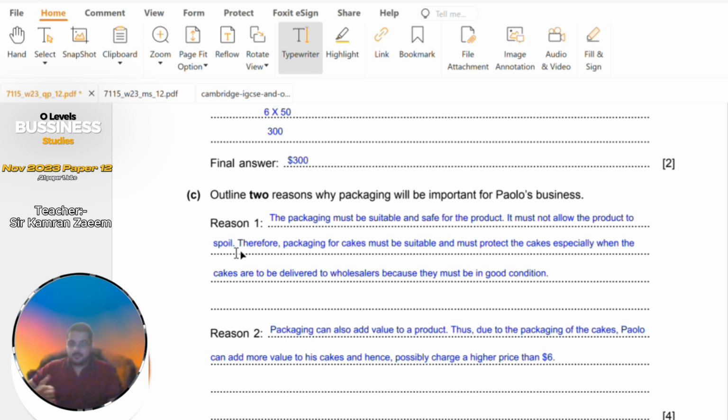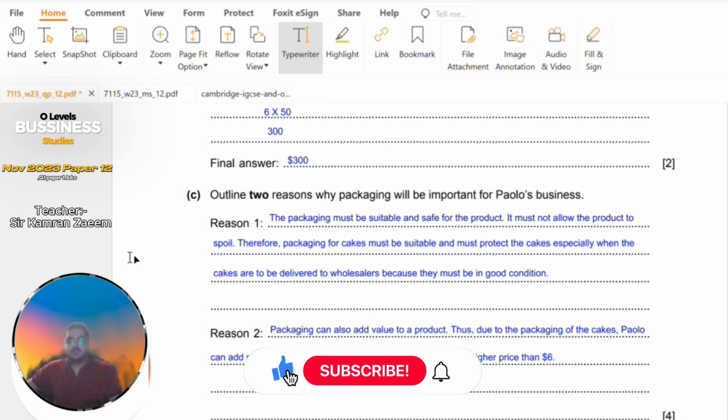And so why is the packaging important, right? And it says for Paolo's business, this means that there are likely to be some marks for application. This means that you may have to show some application, you may have to apply the reasons that you give to Paolo's business. Okay, how will these reasons be important to Paolo's business, right? What is his business? Making cakes, right?